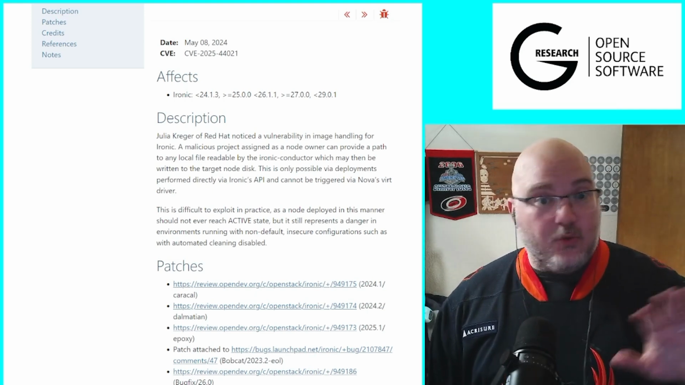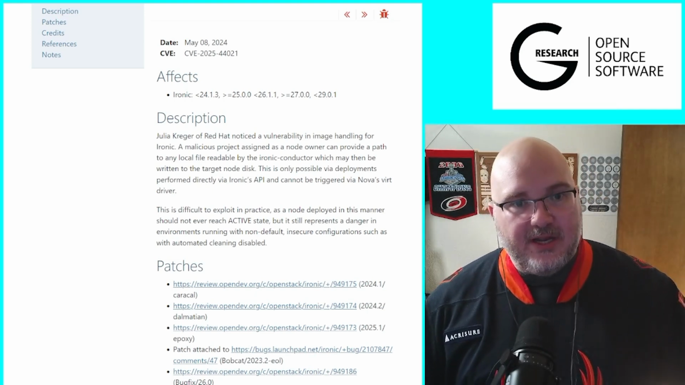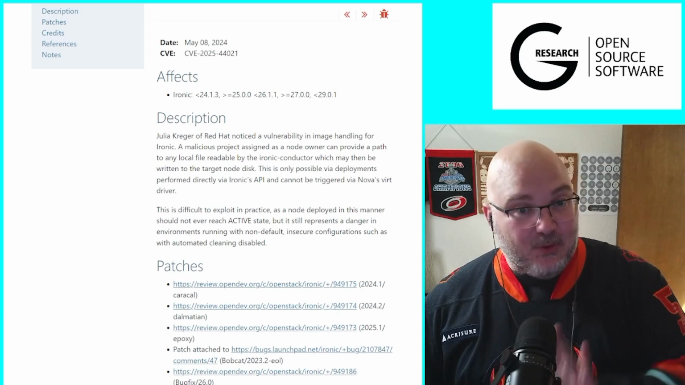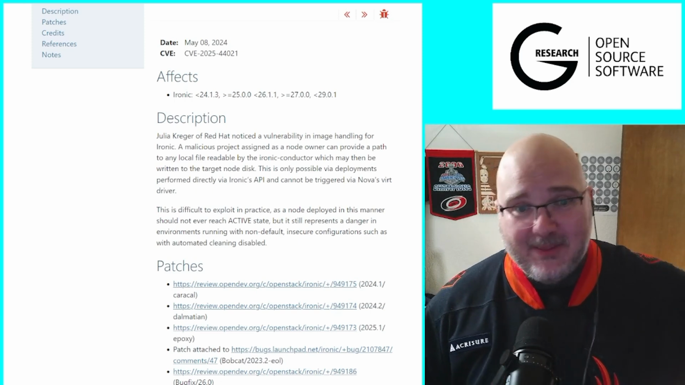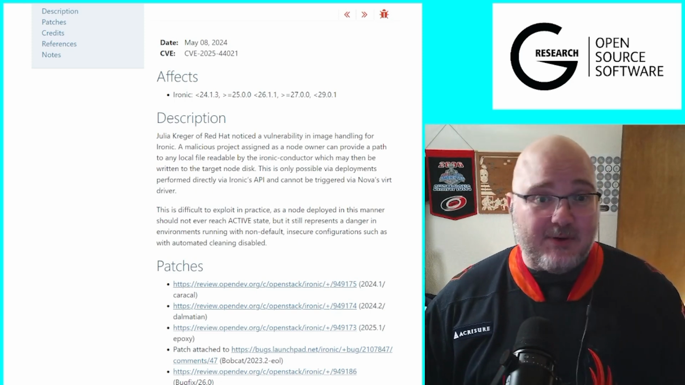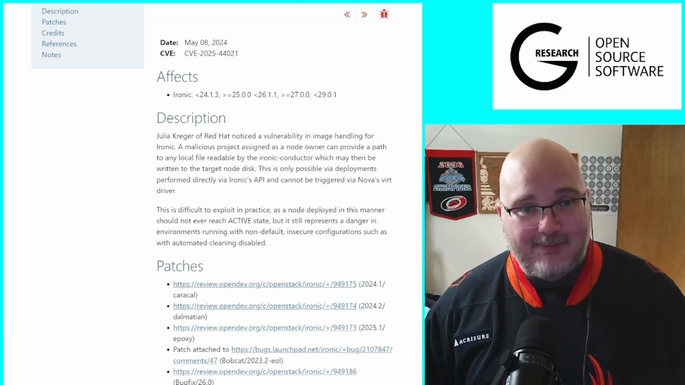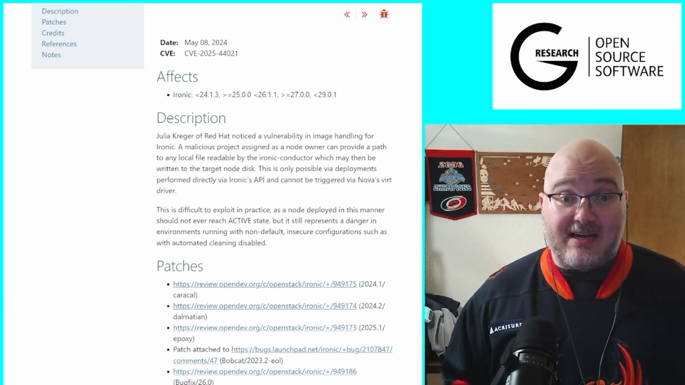And so that node will never get handed over to a customer. If you have automated cleaning enabled, the default that we recommend, then that's going to immediately get kicked through a cleaning process, and whatever nefarious data might have gotten written to that disk will be erased automatically.